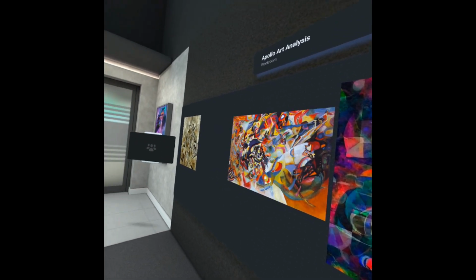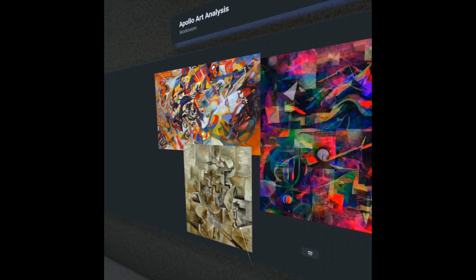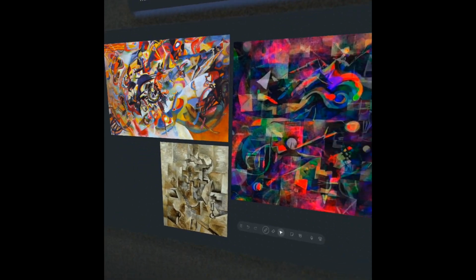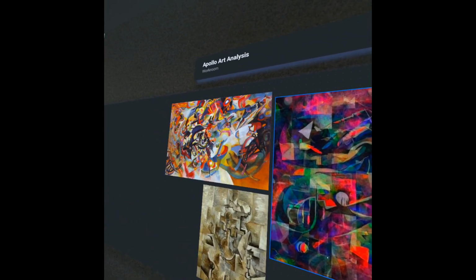So I brought in a piece. This is actually what we would call Analytical Cubism. In Analytical Cubism, you normally see lots of geometric shapes, but it tends to be quite drained of color, especially in its early editions.